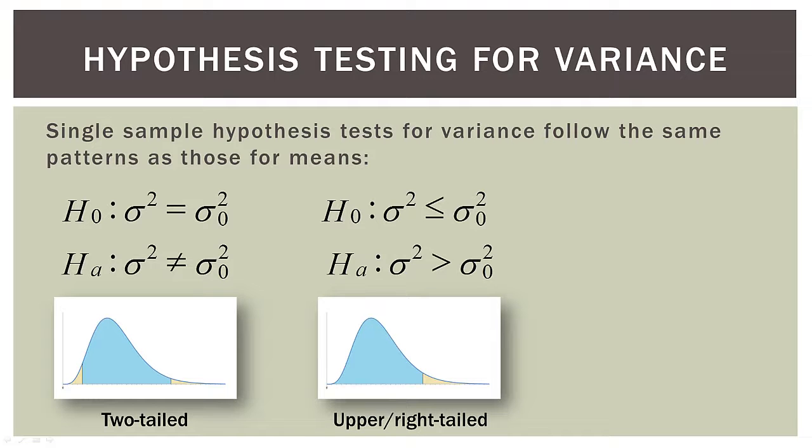Now in the second case, our null says our population variance is less than or equal to our hypothesized population variance. Of course, if we reject that, then we will proceed to our alternative that says sigma squared is greater than sigma squared hypothesized. Now, of course, this is an upper or right-tailed case because our alternative points to the right.